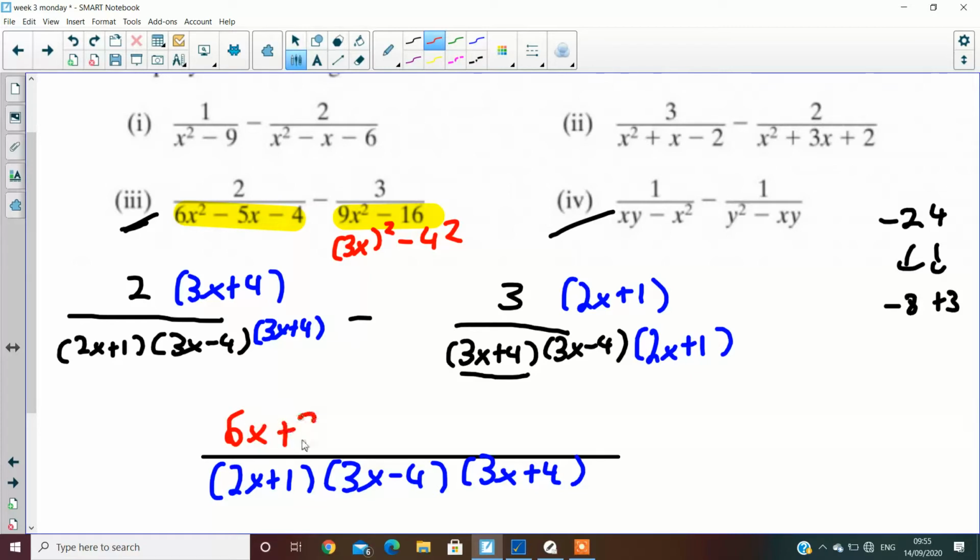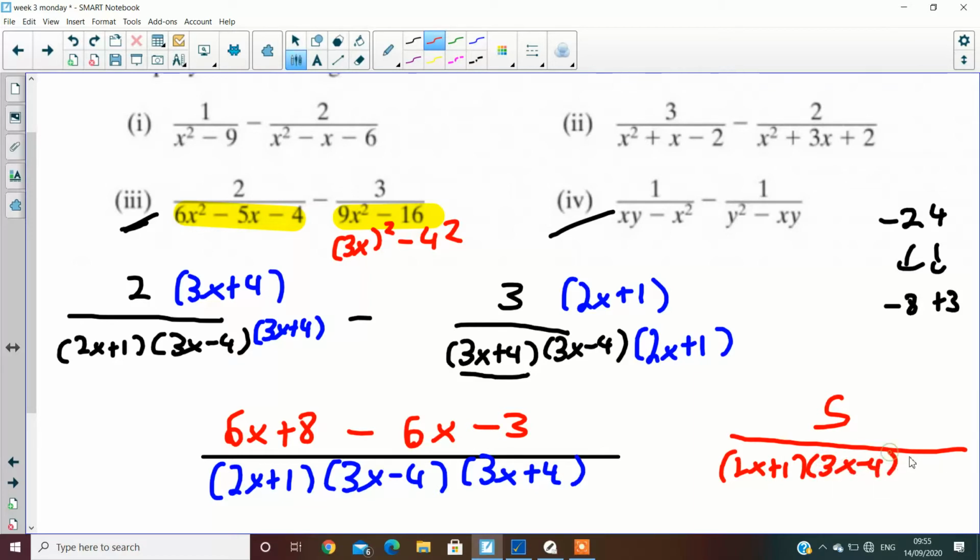6x plus 8 take away 6x minus 3. And what does that leave on the top? Did anybody get 5 as their answer? Over 2x plus 1, 3x minus 4, and 3x plus 4.